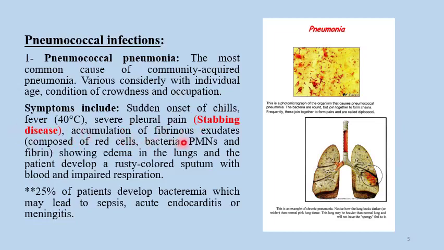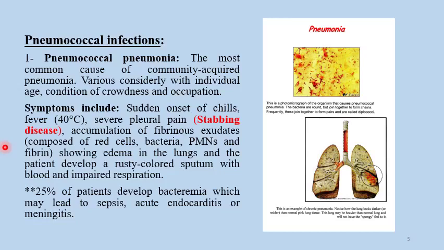There is accumulation of fibrinous exudates composed of red cells. So the composition of these exudates is red cells, bacteria, polymorphs and fibrin. That's why we call them fibrinous exudates. Of course, these exudates will cause edema in the lungs, and the patient develops a rusty colored sputum. Rusty color because it can contain blood.